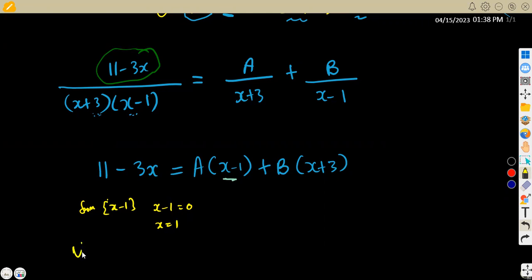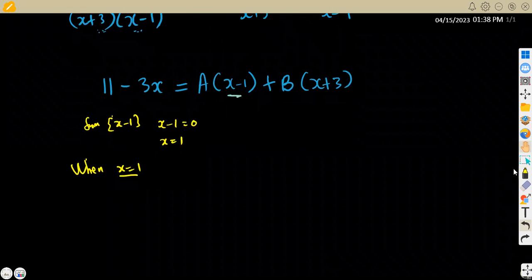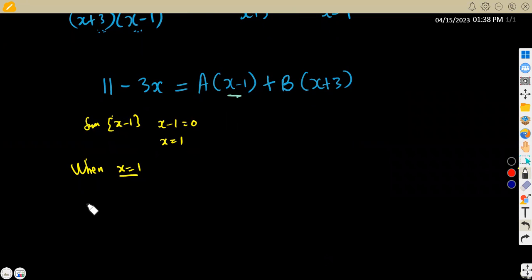So when x is equivalent to 1, let's see what is going to happen. You are going to substitute the value of x that you are given, which is 1. So when x is equal to 1, you substitute here. That is going to be 1 minus 1, which is a 0, so we no longer have this part, because 0 times a is 0. We move on, when x is equivalent to 1 here, this is going to be 1 plus 3 times b, which is 4b.